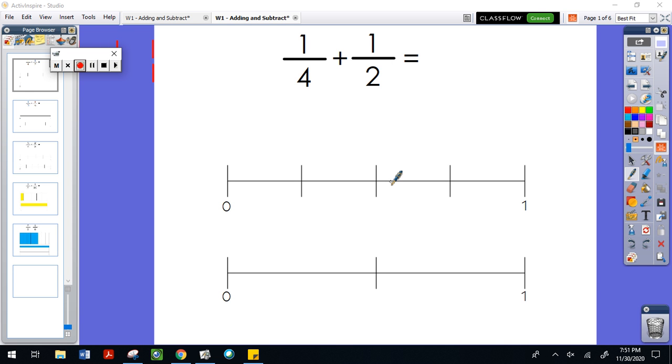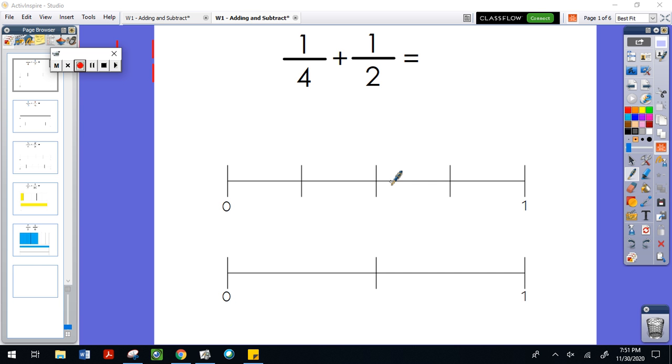Hey guys, we're going to be continuing to look at adding and subtracting fractions with unlike denominators. And we're going to be using two strategies today. We're going to be using area model, which is a review, but we're also going to be looking at number lines. And that's what we're going to start with, is a number line.